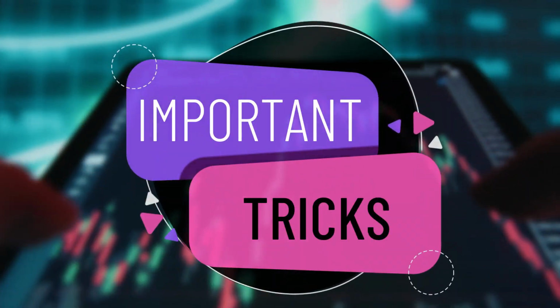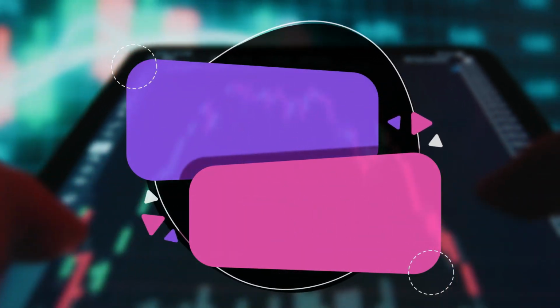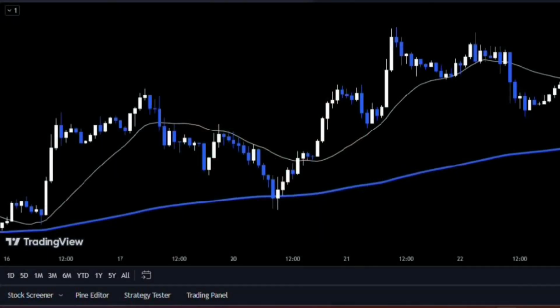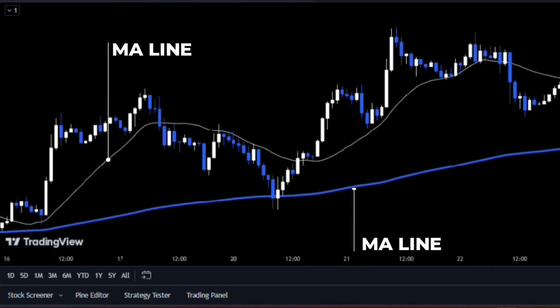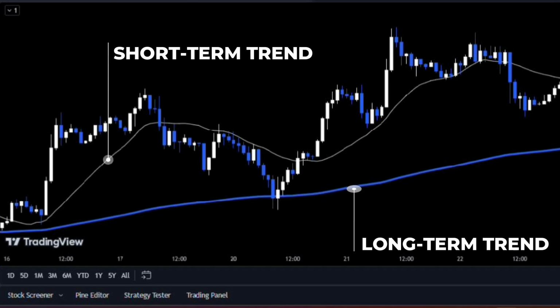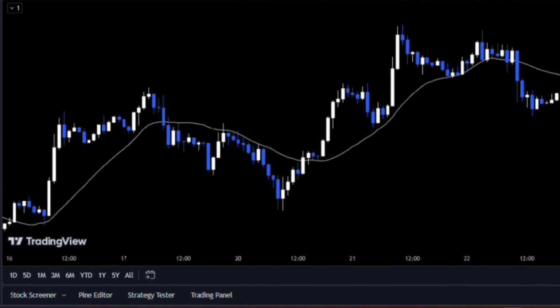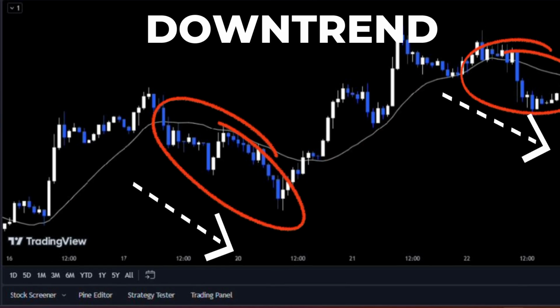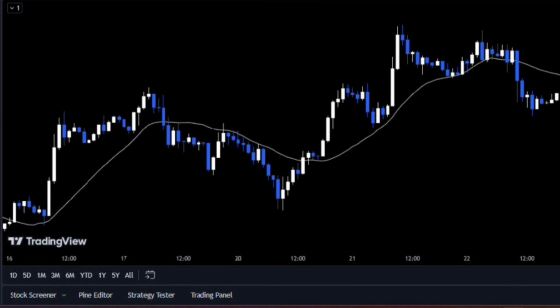Now, let's kick it up a notch with a cool trick for better analysis: using 2 moving averages with different time settings. This way, you can see both short-term and longer-term trends in the market. Check out this chart example. We've got a 20 MA line and a 200 MA line. The 20 MA shows the short-term trend, while the 200 MA gives us the long-term picture. Focusing on just the 20 MA, we can spot uptrends when the price stays above it and downtrends when it's below. But if we only look at the 20 MA during this period, we might miss the bigger picture.